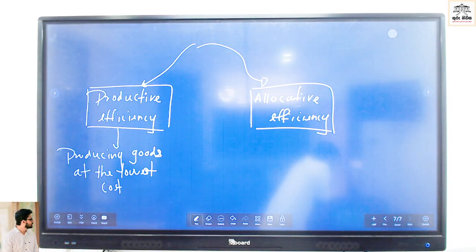Allocative efficiency. Allocating resources, especially scarce resources, to produce goods and services which are wanted by the society, which are demanded or which are preferred by the society. To achieve this allocative efficiency, there is a condition.